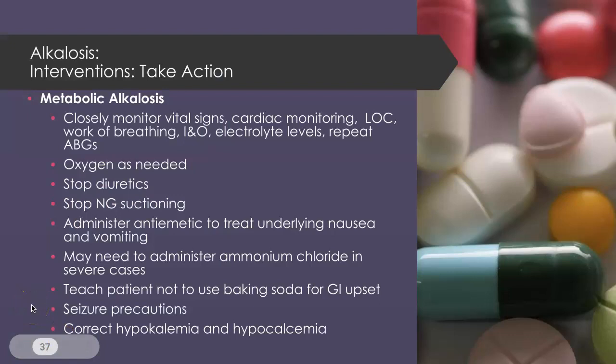So metabolic alkalosis, again, we're going to monitor all those things we've already talked about: vital signs, cardiac, level of consciousness, work of breathing, intake and output, electrolyte levels, and repeat ABGs as appropriate. Oxygen as needed. Stop diuretics if they're the cause. Stop NG suctioning if that's the cause. If they're having nausea and vomiting, we might administer an antiemetic such as ondansetron or promethazine. We may need to administer ammonium chloride in severe cases.